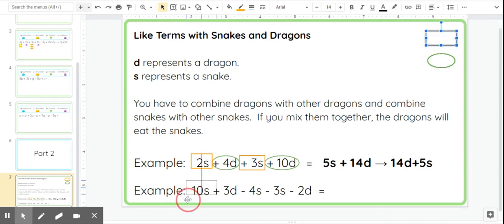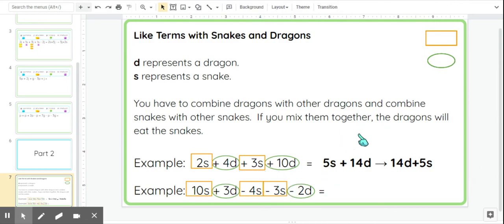All right, so the next one, I'm going to go ahead and box and circle my terms. I'm using one type of shape, so I'm going to use the rectangles for the snakes. And I'll use the ovals for the dragons. I went kind of out of order there. That's okay.